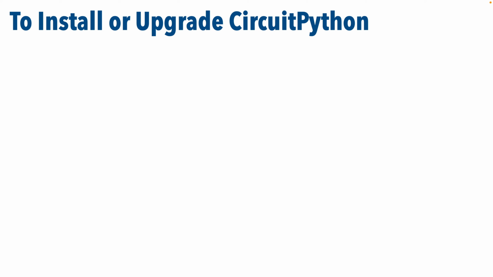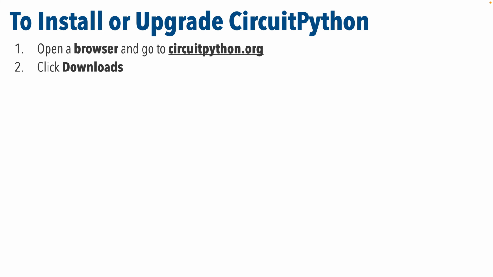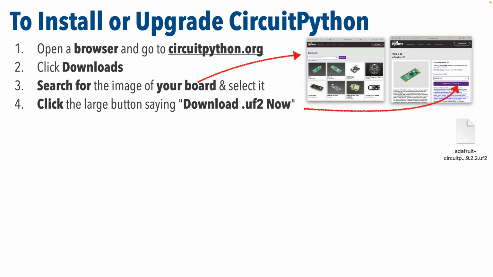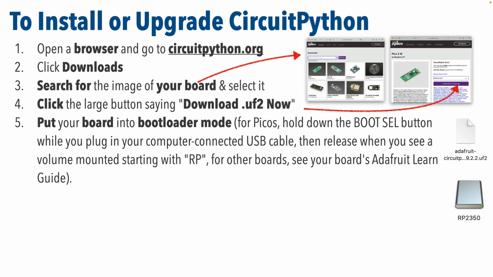So here's a quick recap of the steps to install or upgrade CircuitPython. You can use this as a crib sheet. Visit circuitpython.org, click on download, and find and download the UF2 file for your specific board. Then we mount the board in what's called bootloader mode, which you can think of as CircuitPython upgrade mode. For a Pico board, that involves holding down the BOOTSEL button and plugging the board into your computer via USB. And once you see the board mounted with a name that begins with RP, you can let go of BOOTSEL. You're now in bootloader mode, ready to install CircuitPython.